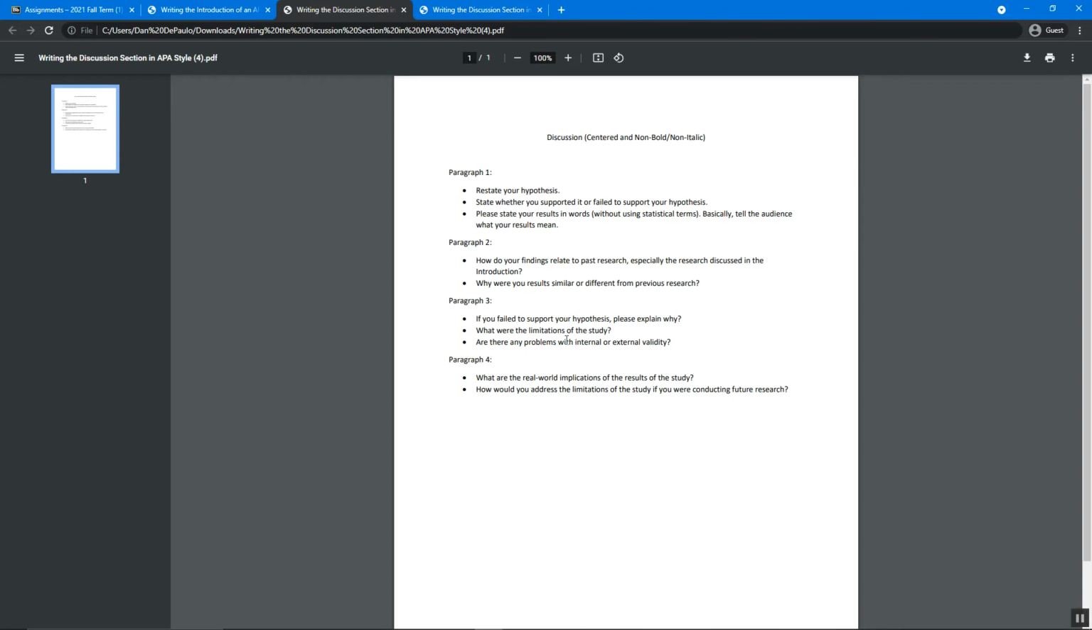Now, in paragraph 3, if you failed to support your hypotheses, please explain why. So here's where you're going to really do the breakdown of why you failed to support 4 out of 5 hypotheses. And those reasons why are the limitations of the study. And I had mentioned them just previously. Limitations of the study include low sample size, right? 19 people, not enough people.